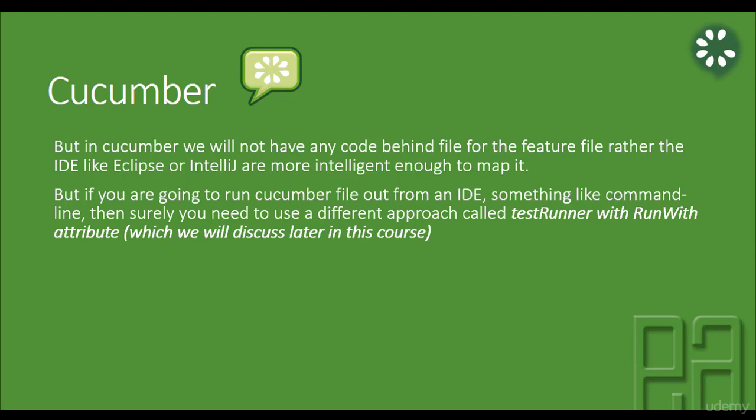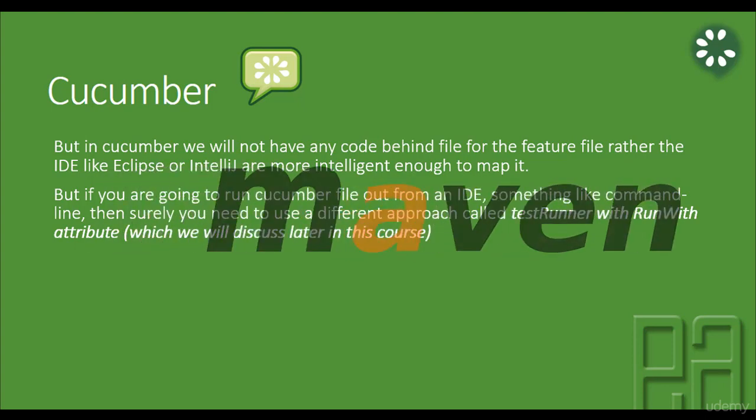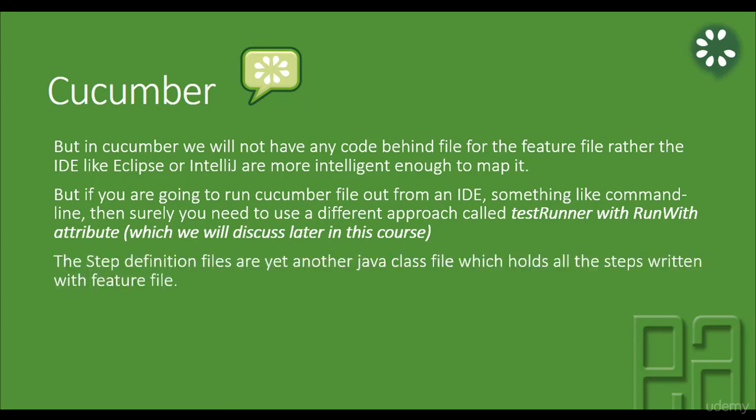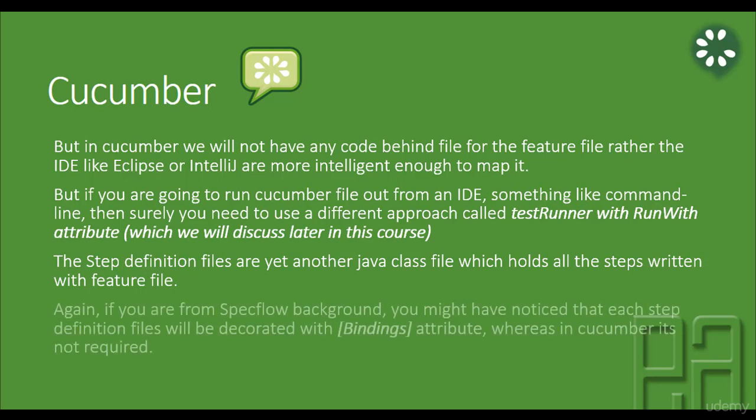Whereas if you are going to run the feature file from a command line, something like Maven, then you will need a test runner with a RunWith attribute, otherwise called annotations in Java. The step definitions file is yet another Java file which holds all the steps written in the feature files. So that's what we're going to deal with in this video as well.